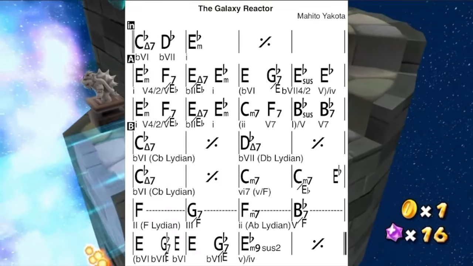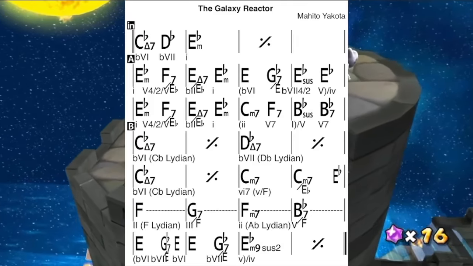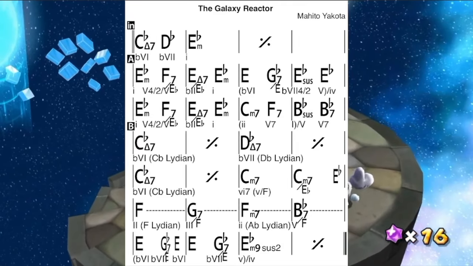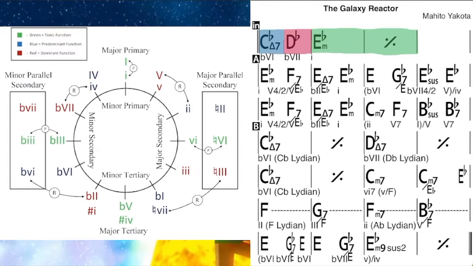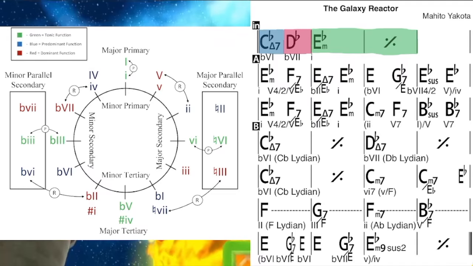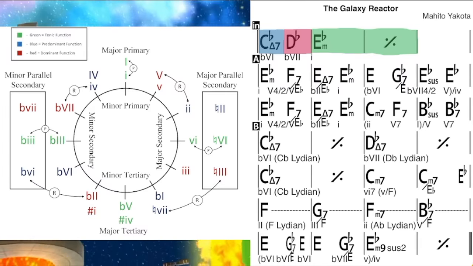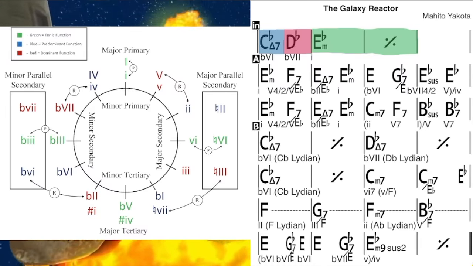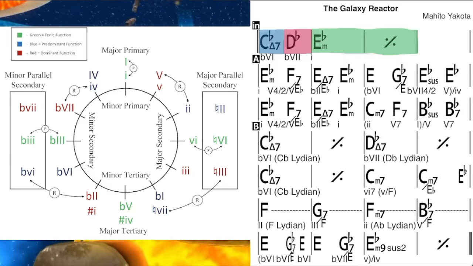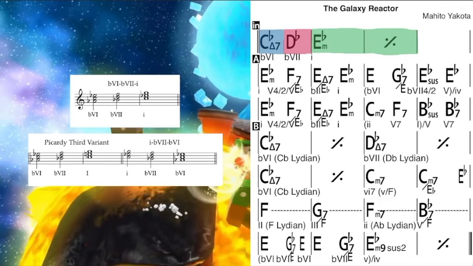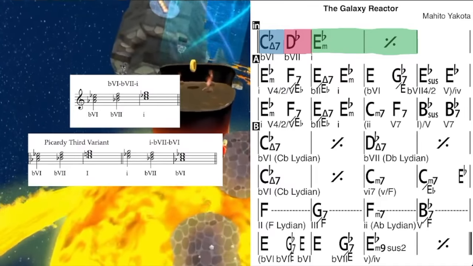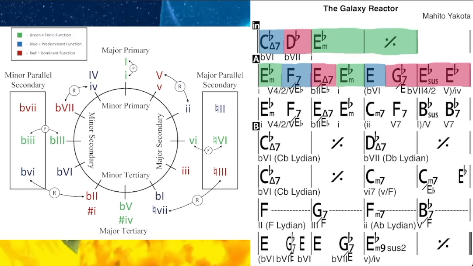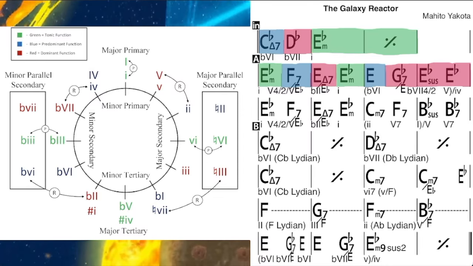Today we're going to be starting not with a very easy piece of music. This is the Galaxy Reactor. The Galaxy Reactor starts with a very standard progression, the flat 6, flat 7, 1, which is predominant, dominant, tonic. And then we get this tonic pedal, right? And over this tonic pedal, we get some really interesting harmony.